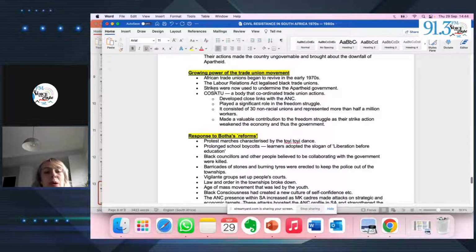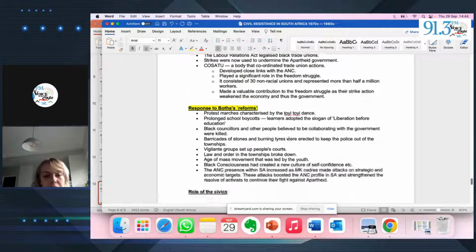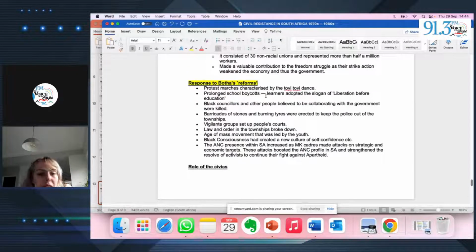Okay, and then the response to all these reforms that we read about now. Protest marches were characterized by the toyi-toyi dance. There were prolonged school boycotts. Learners adopted the slogan of liberation before education. Black councillors and other people believed to be collaborating with the government were killed. Barricades of stones and burning tires were erected to keep the police out of townships. Vigilante groups set up people's courts, where they basically put you on trial by the people. Law and order in the townships broke down, and this age of mass movement was led by the youth.